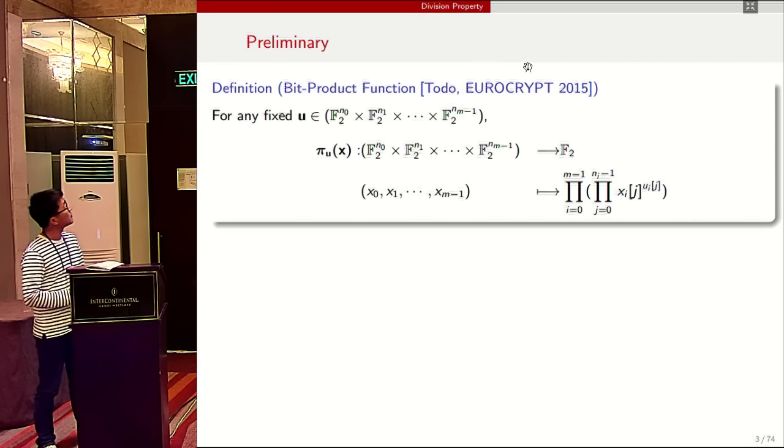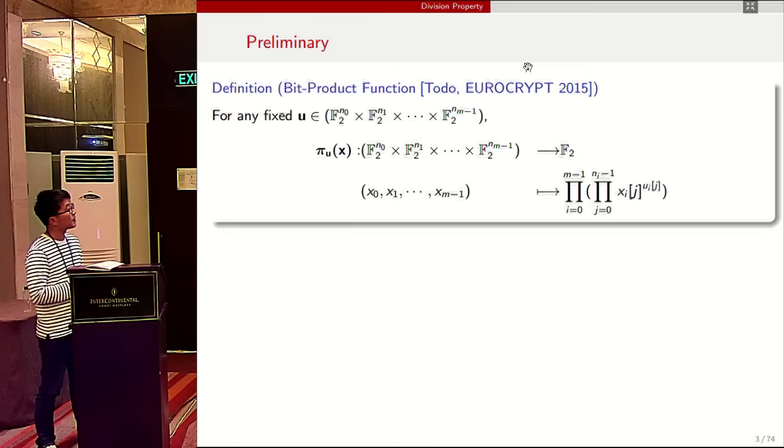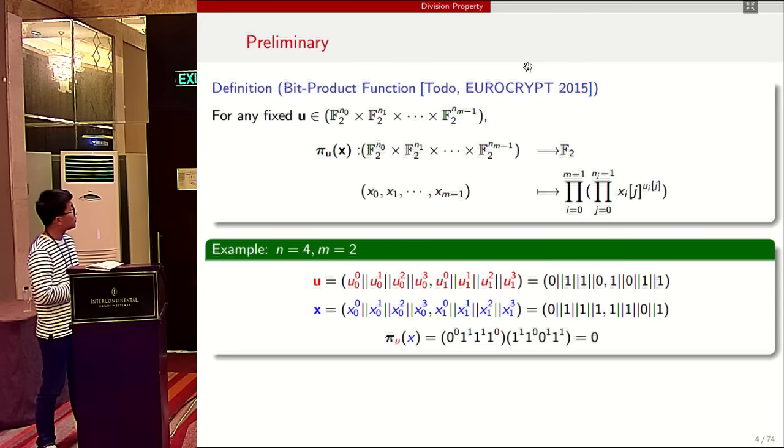First of all, we should take a look at some new notions. For any fixed u, pi_u(x) is a Boolean function. It is defined as the product of some chosen bits of x, and we use the vector u to choose the corresponding bits. So if n equals 4 and m equals 2, pi_u(x) can be computed as 0 to the power of 0 times 1 to the power of 1, and so on. So the value of pi_u(x) equals 0 in this particular situation.